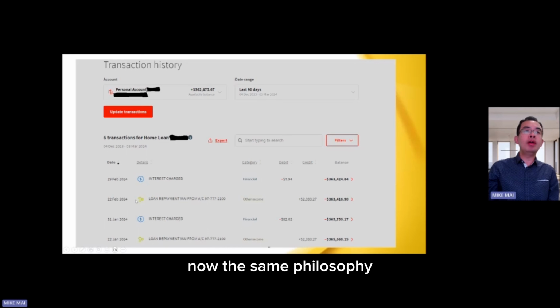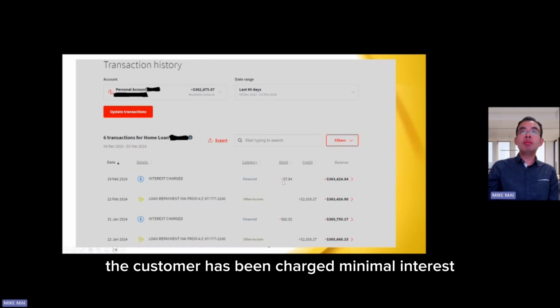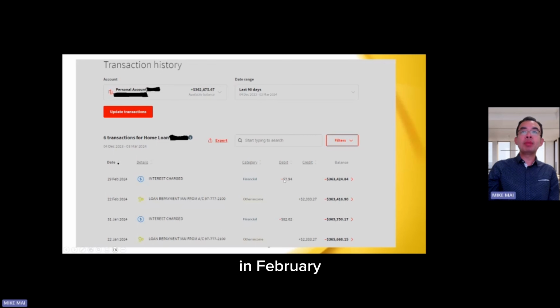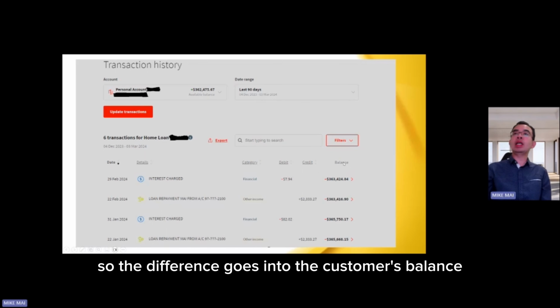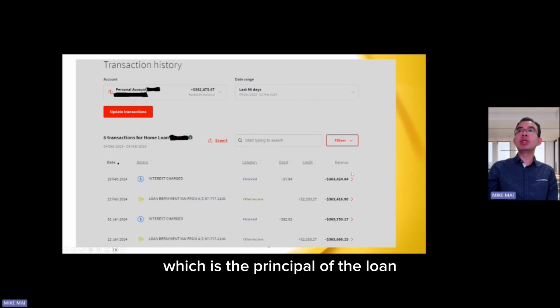Now, the same philosophy: the customer has been charged minimal interest in February, but the same agreed amount of principal and interest, 2,300. So the difference goes into the customer's balance, which is the principal of the loan.